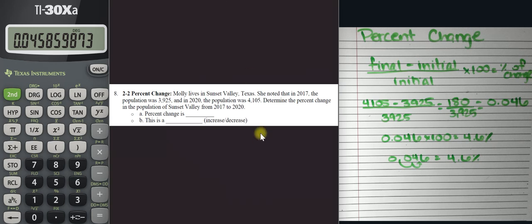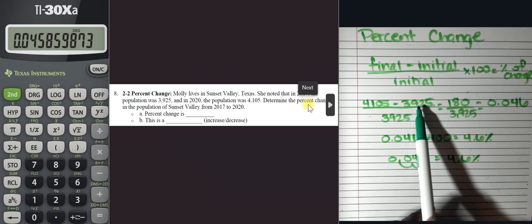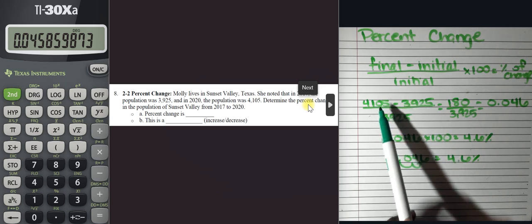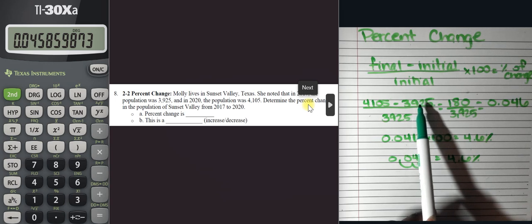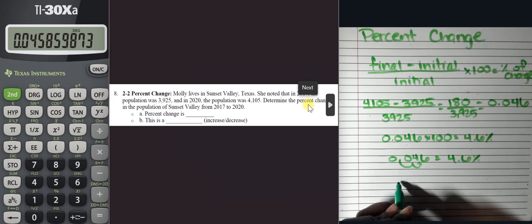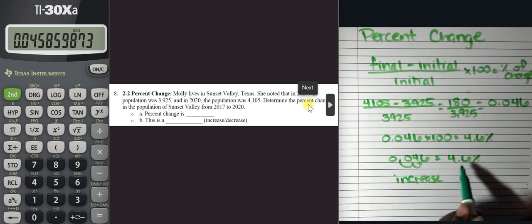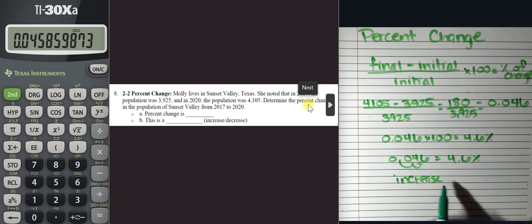Now, what kind of change was that? Was that an increase or was it a decrease? Well, let's look and see. Back in 2017, our initial amount was 3,925, and now we have 4,105. So hopefully you recognize that that is an increase. We went from 3,925 to 4,105. So it is an increase. So the answer for this one is going to be 4.6% increase in regards to part B.